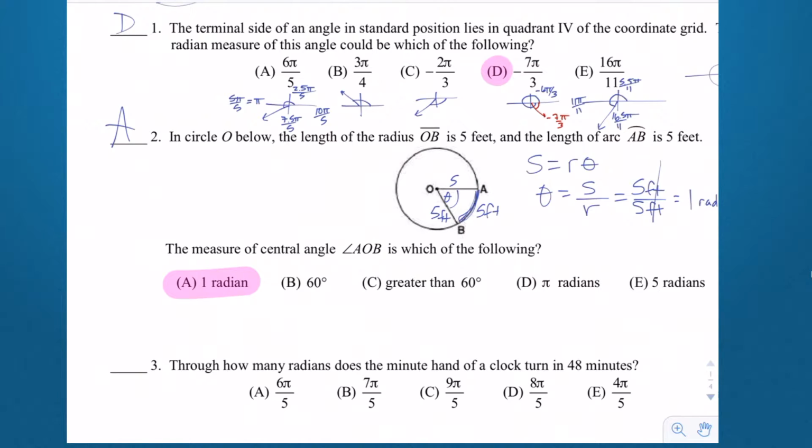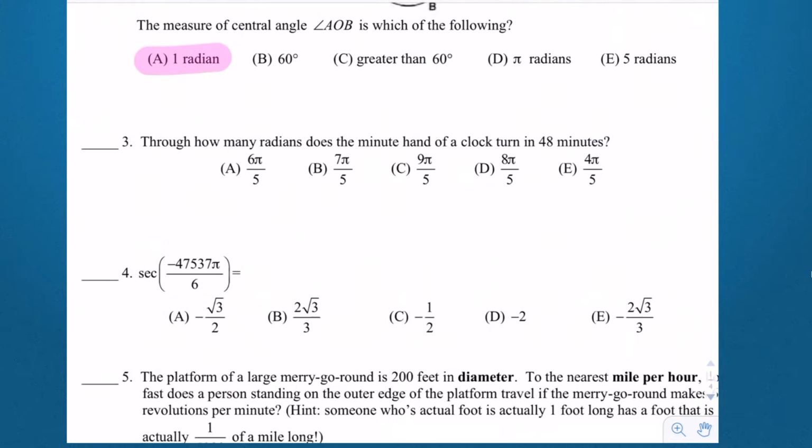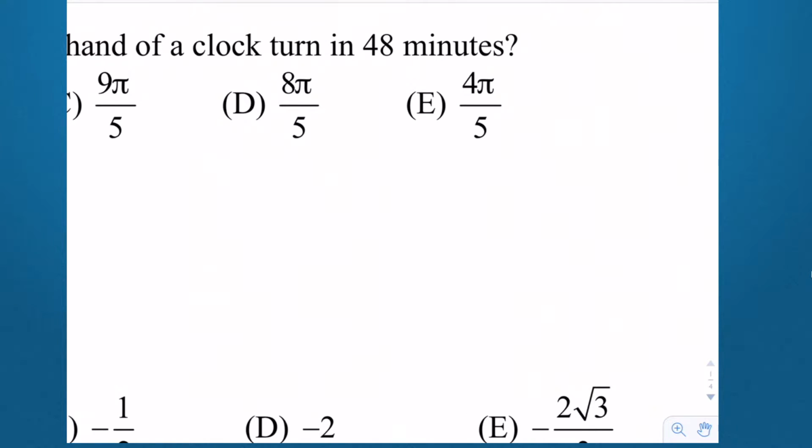Okay, sweet. Number 3, there was a question like this on the worksheet, except the one on the worksheet dealt with arc length. This one was a little bit easier because you didn't have to do something once you found your angle. Through how many radians, theta, does the minute hand of a clock turn in 48 minutes? We don't know how big the clock's minute hand is. We don't need it because we're just figuring out the number of degrees.